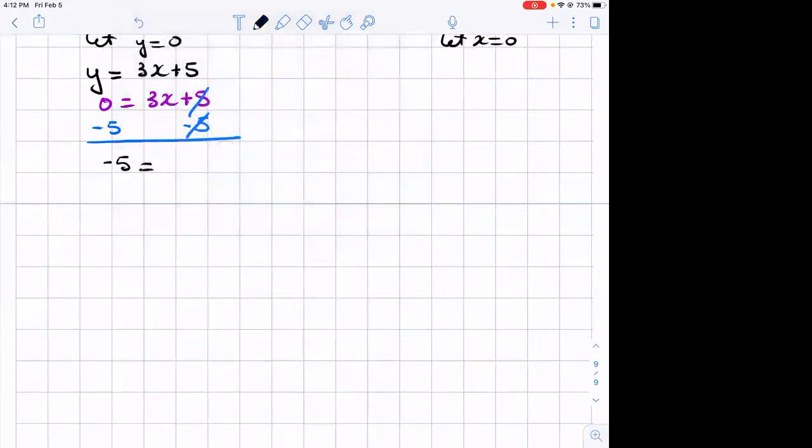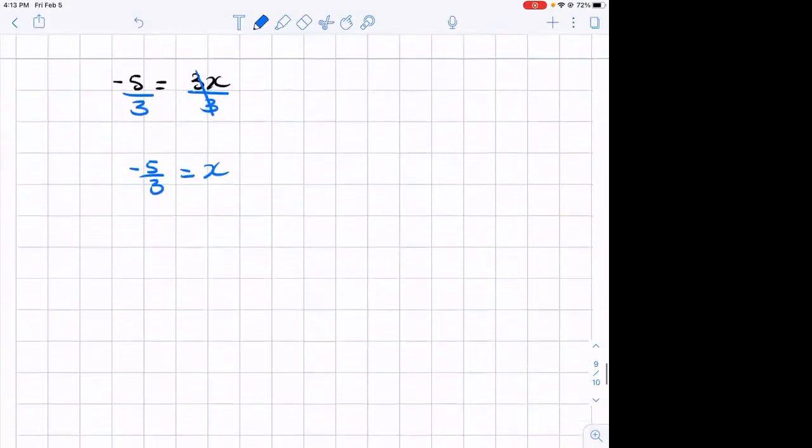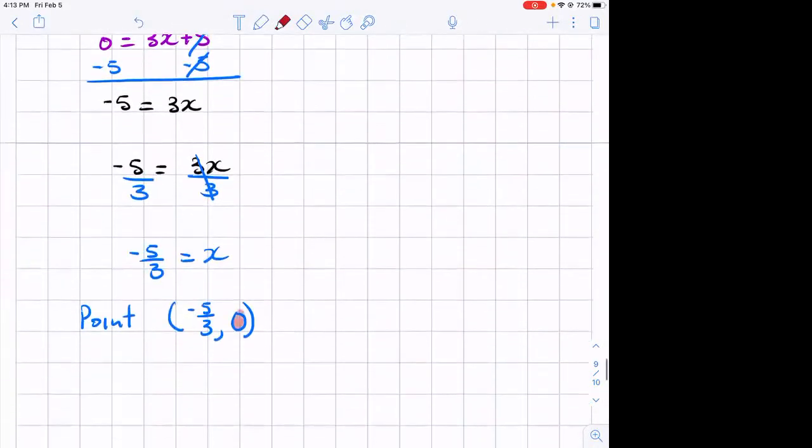Minus 5 is equal to 3x. And then to isolate x, we will divide both sides by 3. So minus 5/3 is now equal to x. This cancels out to be a 1. So my point, remember my point is minus 5/3, comma, remember we said y was 0, right? We choose y to be 0. And that's where I'm getting the 0 from.